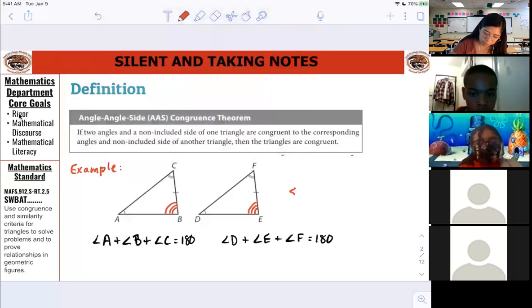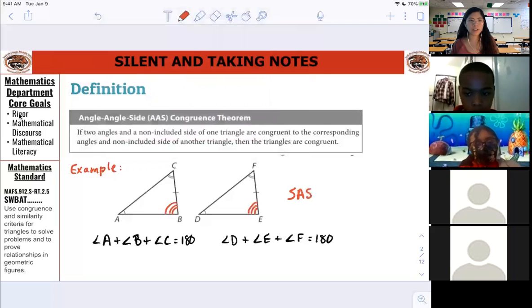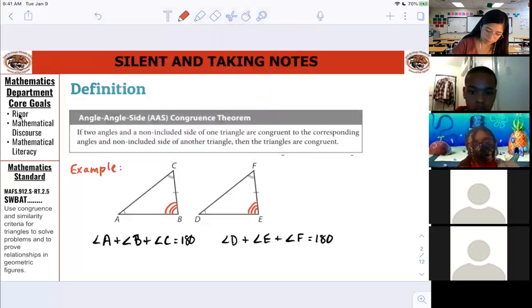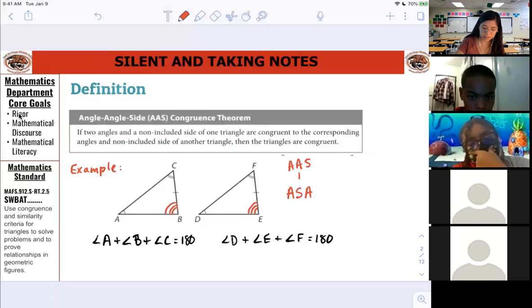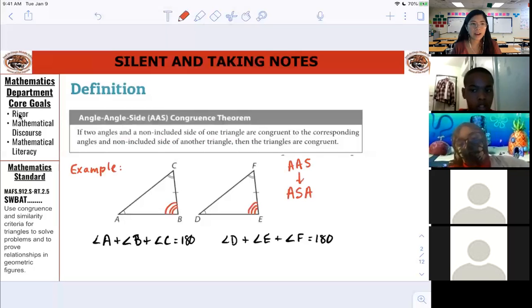Now, everything I just said, we're about to do on the next page, so don't worry if I said that a little quickly. We're going to do a very step-by-step version of what I just said. Oh, you're right, ASA. So basically, the reason AAS works is because from AAS, you can get ASA. So we went from having AAS to now we have ASA.